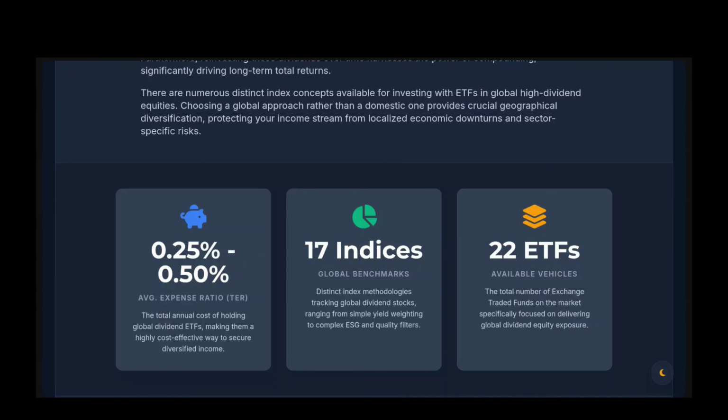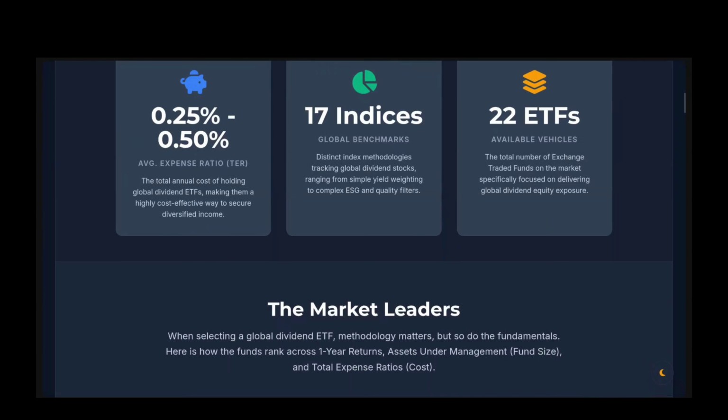Now, there are 17 indices. These are the global benchmarks, so distinct index methodologies tracking global dividend stocks, ranging from simple yield weighting to complex ESG and quality filters. There are 22 ETFs available using these vehicles. That is the total number of exchange-traded funds on the market specifically focused on delivering global dividend equity exposure.